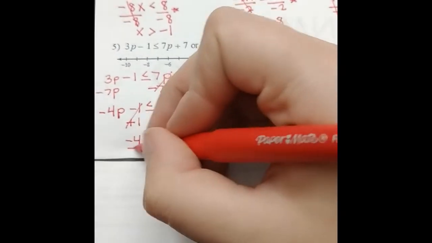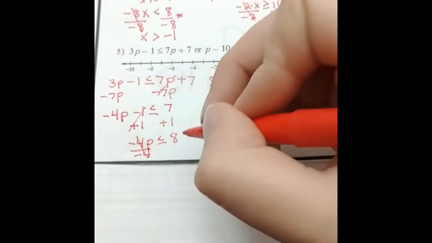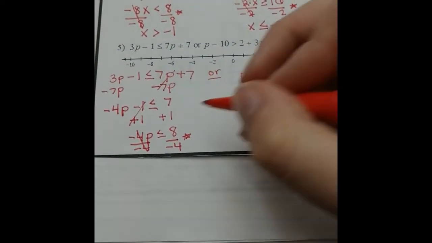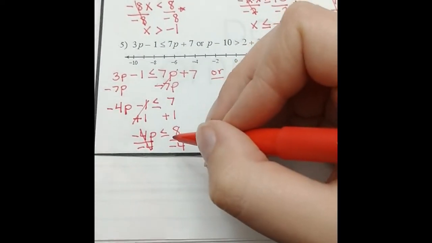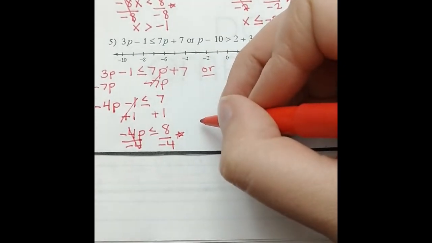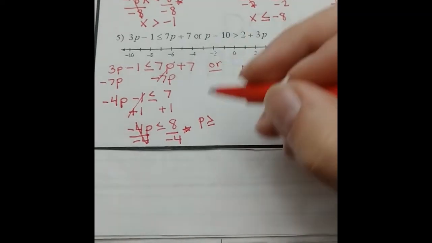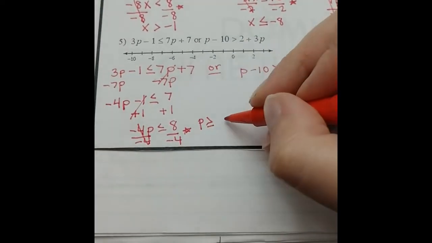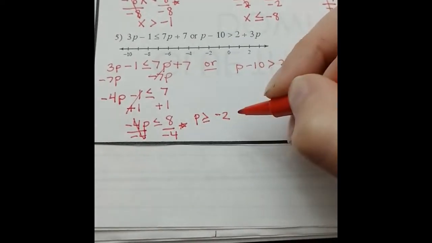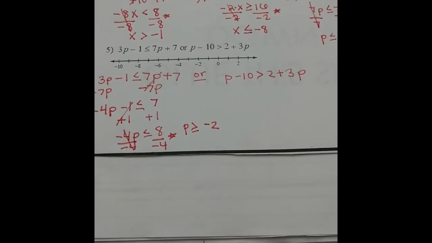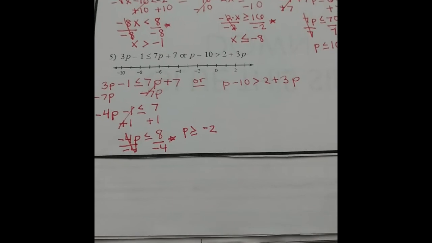Now we just got to divide over that -4. Now be careful. When you divide by a negative, you have to make sure you flip the sign. So less than or equal to is now greater than or equal to. So p is alone. And 8 divided by a -4 is a -2. So that's the first inequality solved through.